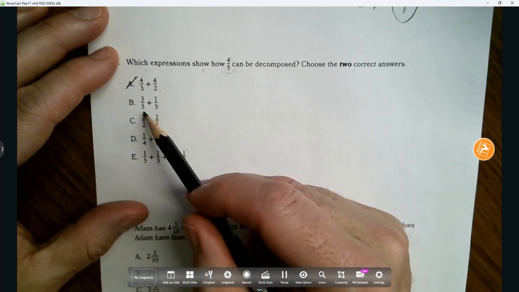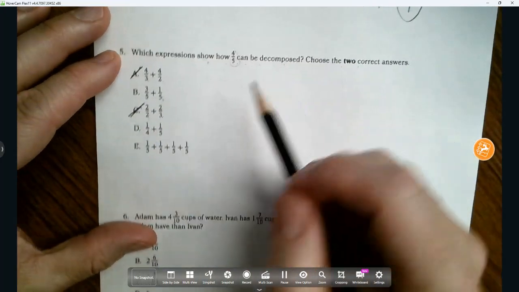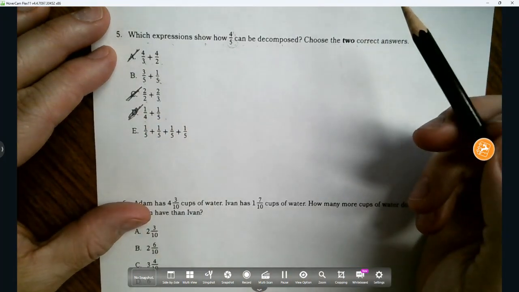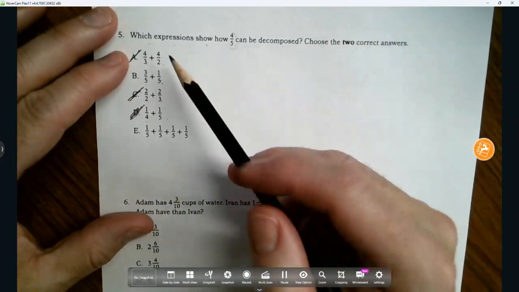Okay, that's possible. There's a 5 and a 5 there. Here there's a 2 and a 3. No, we don't add the bottom. Here there's a 4 and a 5. That doesn't work. Down here we have 5. So let's look at what we have left now.